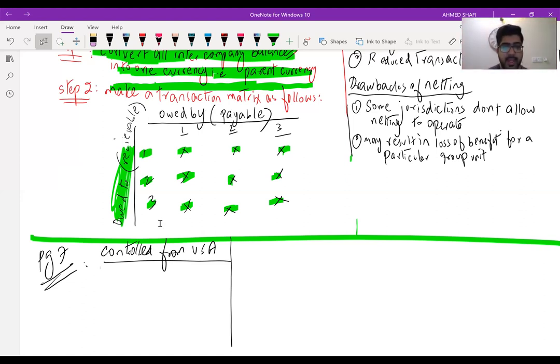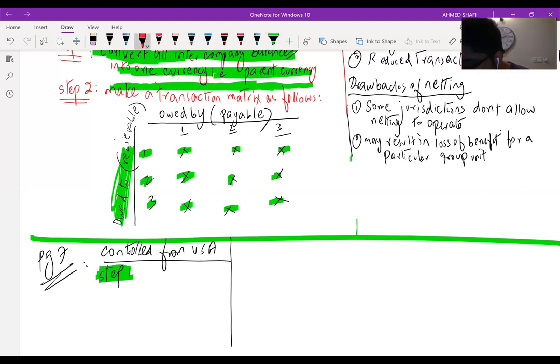So you need to apply the netting off technique. How does the netting off technique apply? Let's start. The first step: convert all balances into one single currency. This is step one. Convert all balances into one currency.